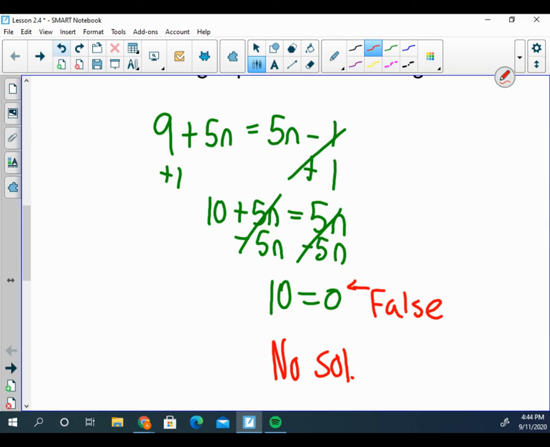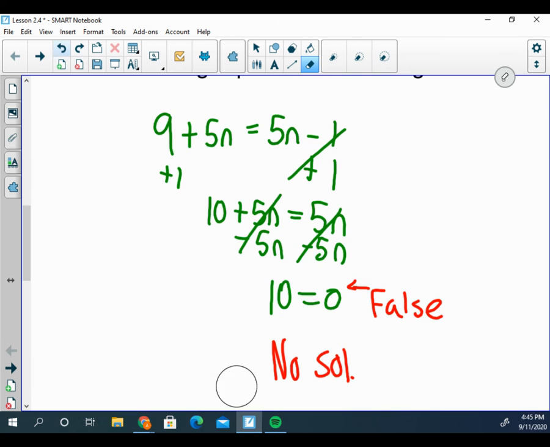Typically, when we've solved equations to this point, there's been one answer, right? One number I could plug in for n, and it makes both sides of the equation equal. But sometimes for certain equations, there's no solution. That means there's no number out there that I could plug in for n and make both sides equal. If you don't believe me, try it. Okay, so watch out for this. If you get a number equals another number and you know it's not true, no solution.